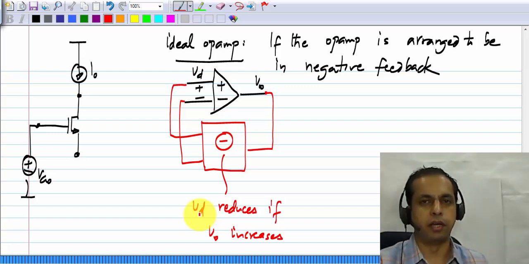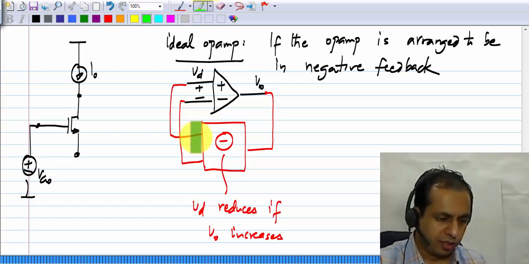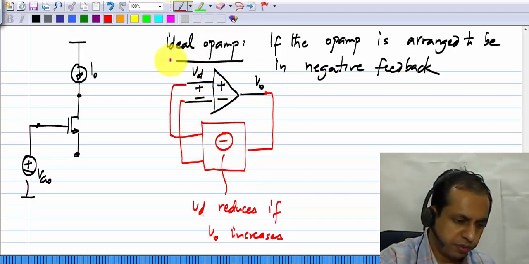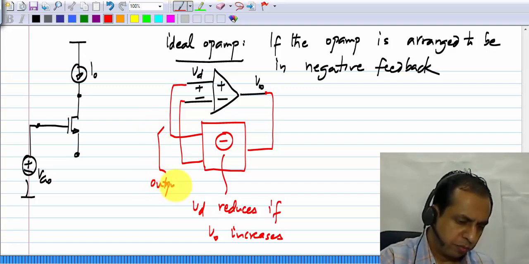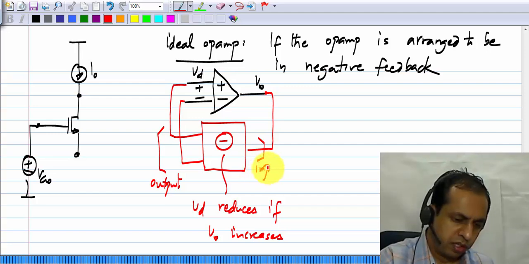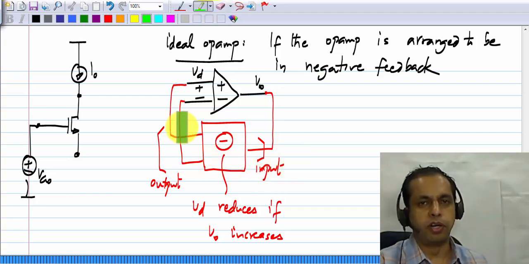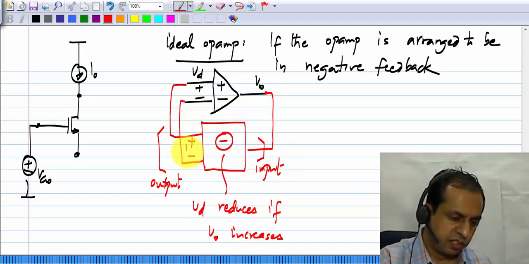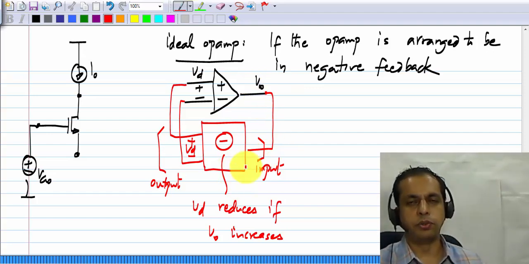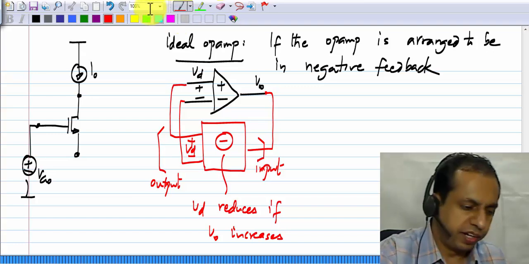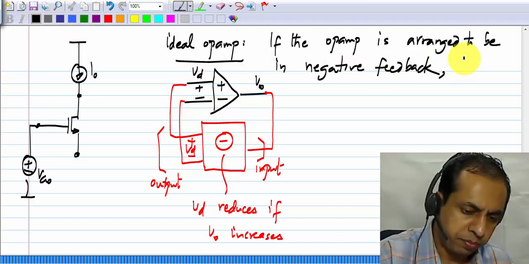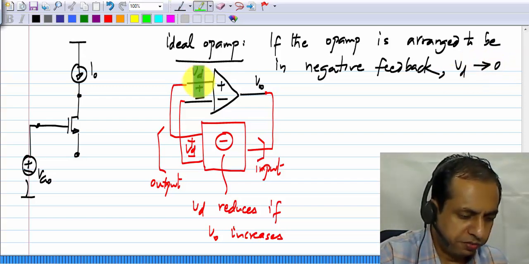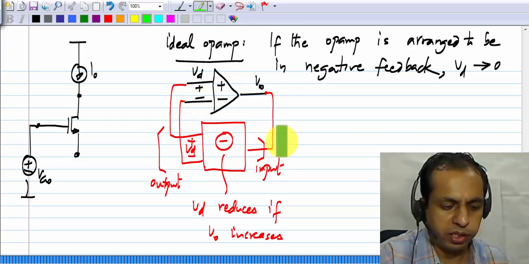Okay. In other words, this stuff has a negative incremental gain. Okay, it doesn't have to be actually a gain. All it has to do is to make sure that VD, which is the output of this block, as far as this block is concerned, you can think of this as the output and this as the input, and this block should be such that its output reduces if the input increases. That is, this VD must reduce as VO increases through the feedback circuit. If that's the case, then in case of an ideal op amp, VD goes to 0.